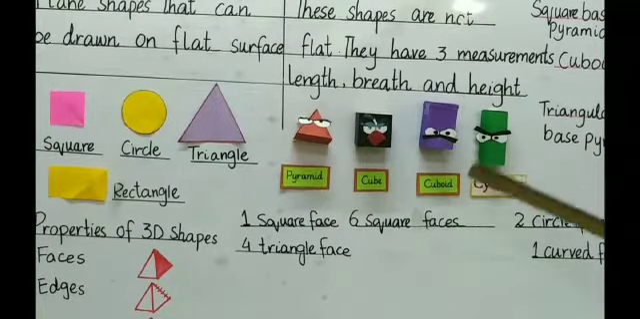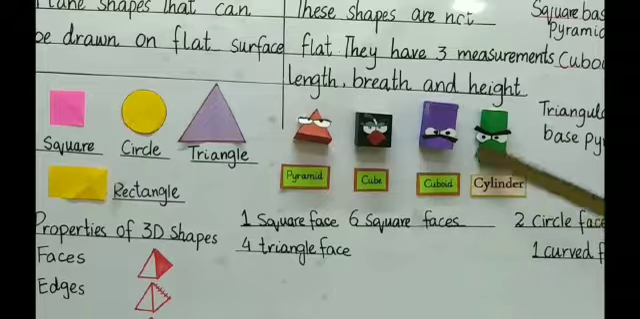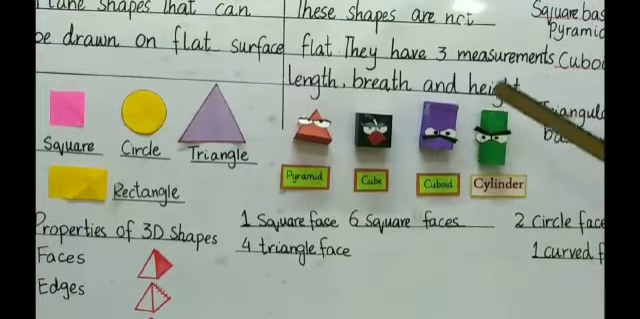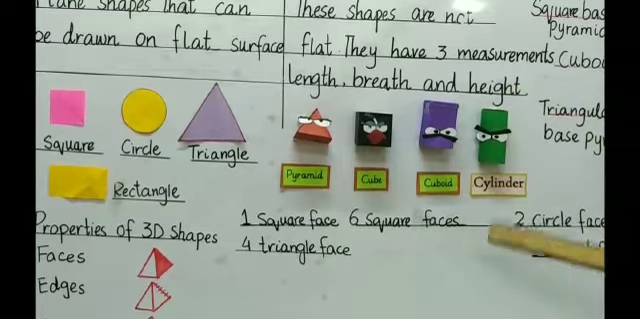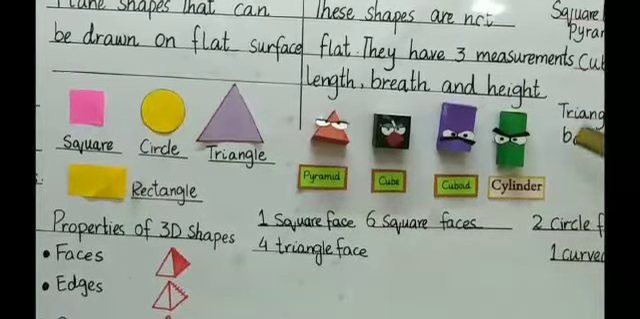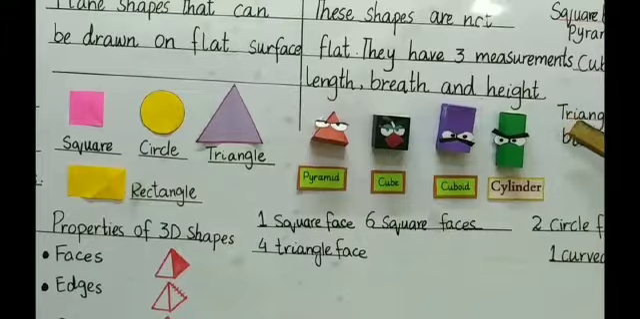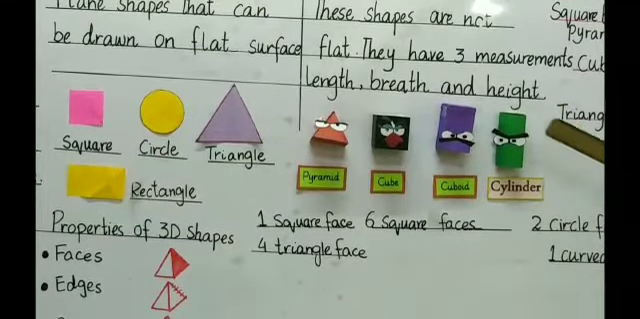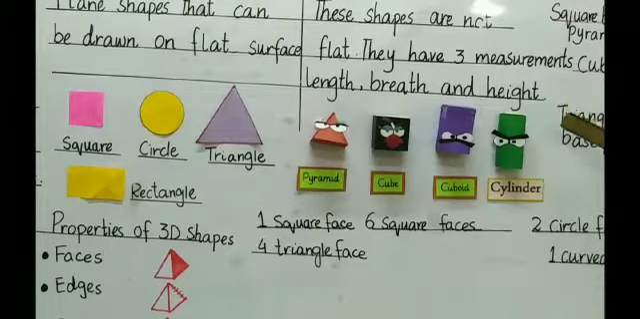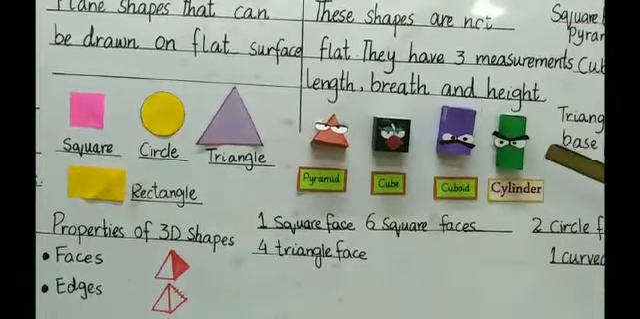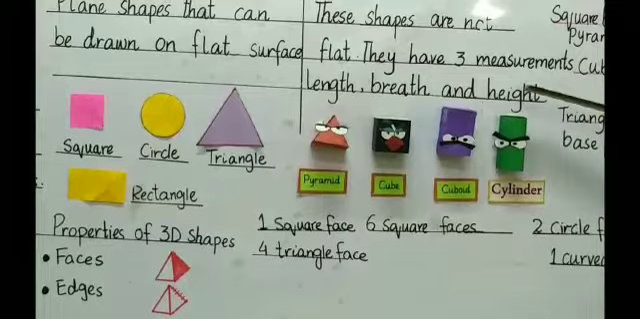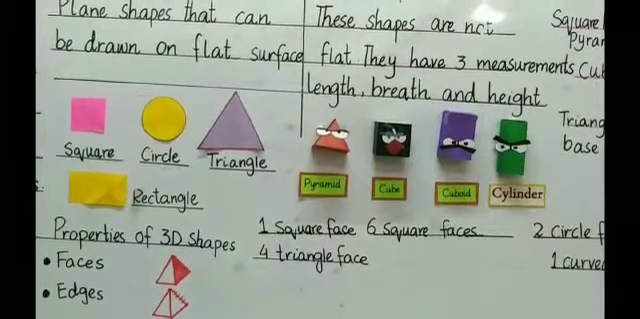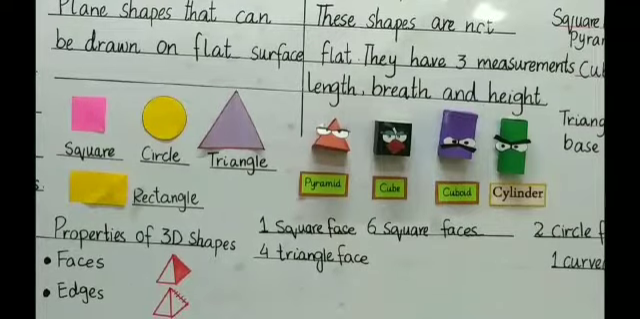Dear students, as you can see here, cube and cuboid. Cube and cuboid are quite similar. A cube has 6 faces. Each of the cube faces is square. Whereas in cuboid, 4 faces are rectangle and 2 are square. Now look at cylinder. Cylinder has 2 circle faces, this one, and 1 curved face, that is the rolling one.